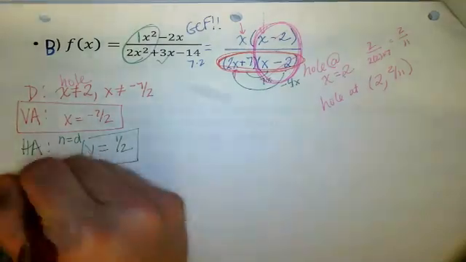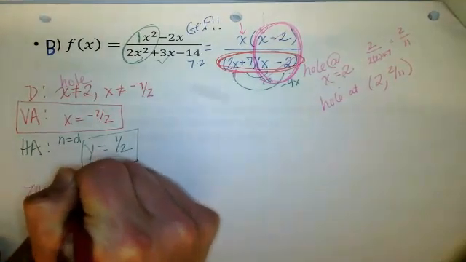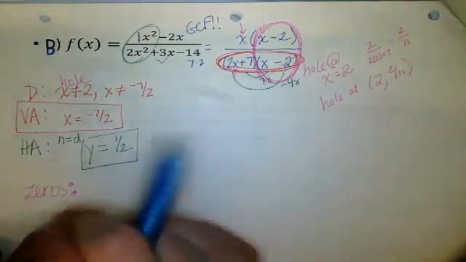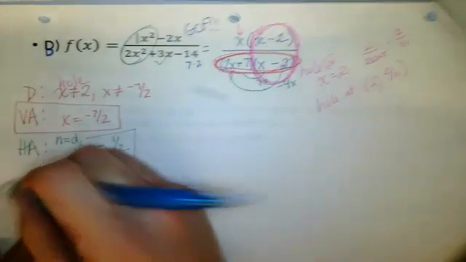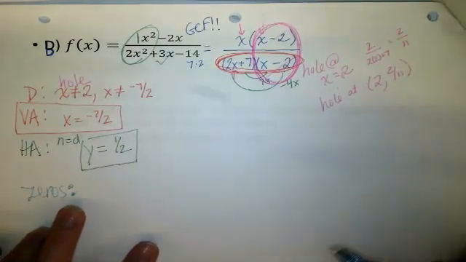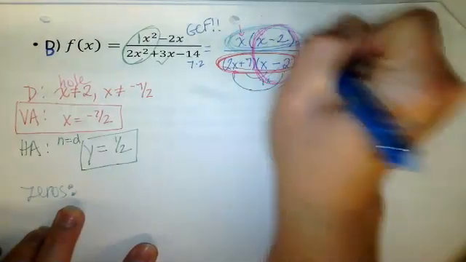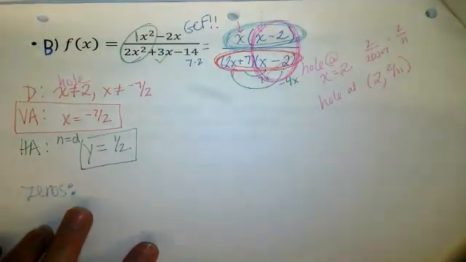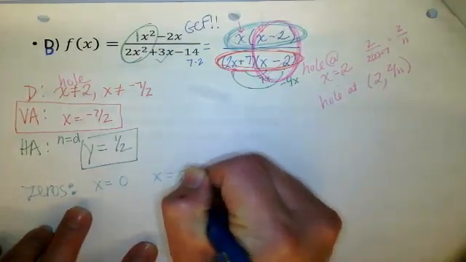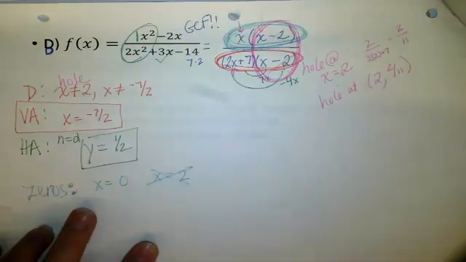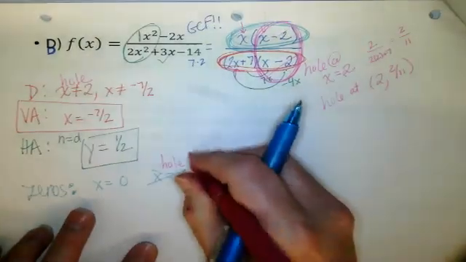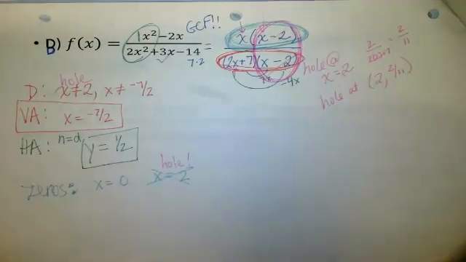What are the zeros? Where do the zeros come from? The top, the numerator. So right here, my numerator. What are my zeros? 0. Okay, so x equals 0. Can x equal 2? No, I can't include that one because it's a hole. It cannot be more than one thing. So it is not a zero. The hole trumps everything, okay?